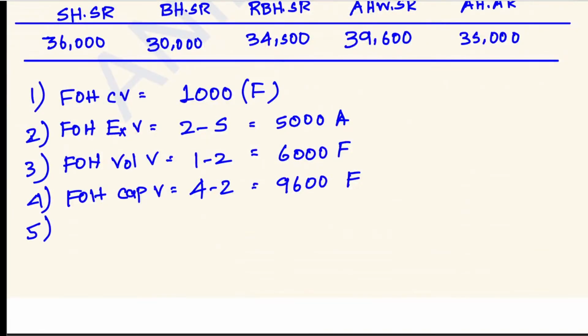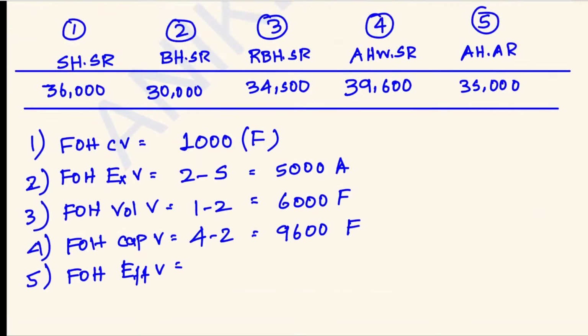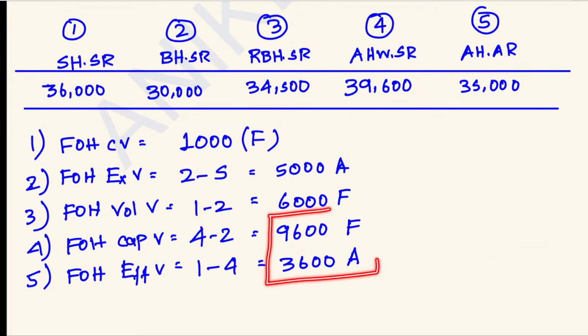Fifth one, fixed overhead efficiency variance. SH minus AHW. So 1 minus 4. 3,600 adverse. Now shall I reconcile these two? Plus 9,600 plus minus 3,600 is 6,000. This is correct.